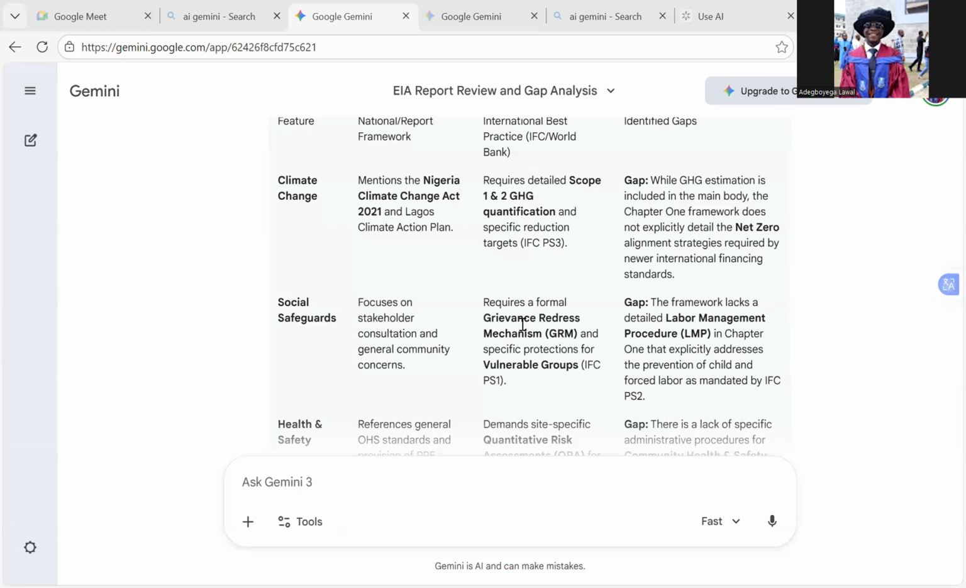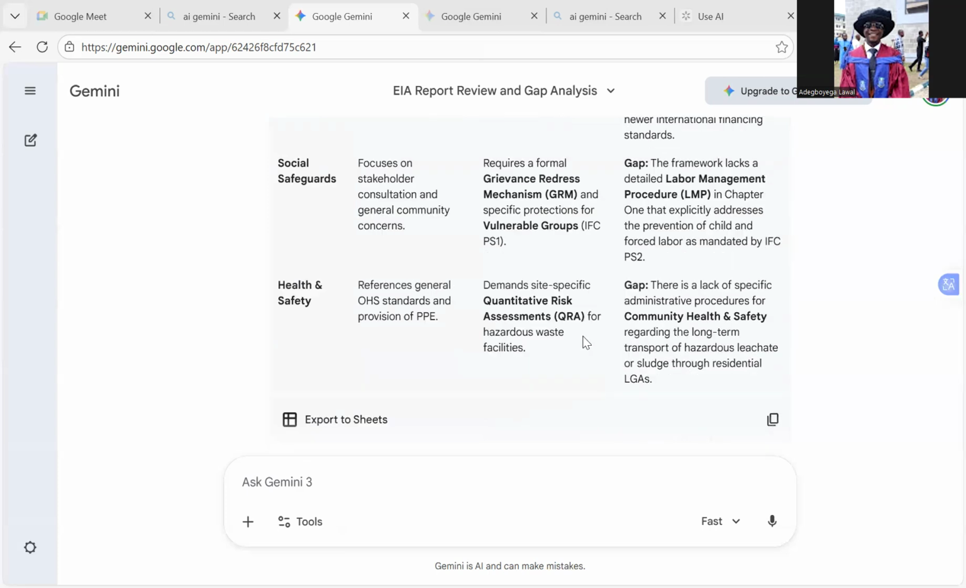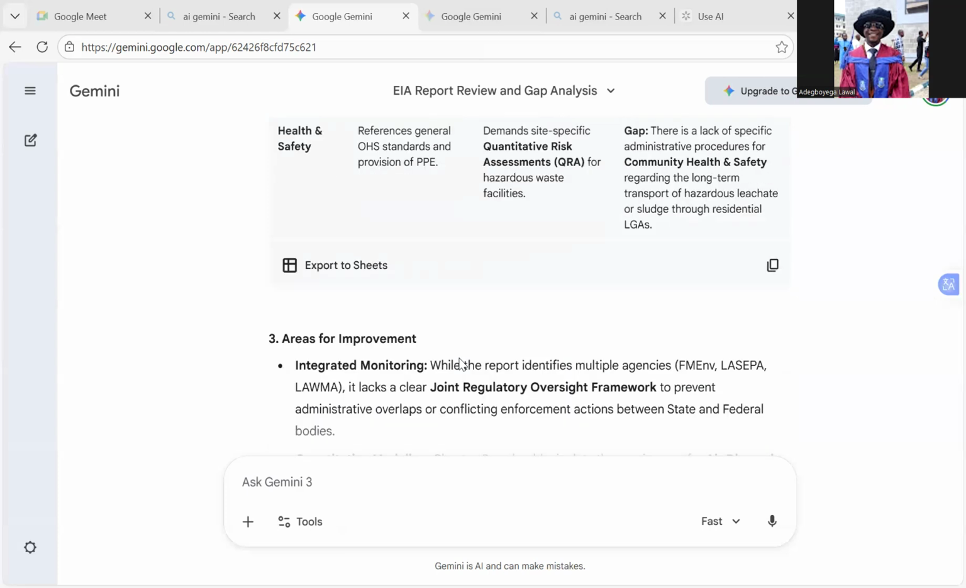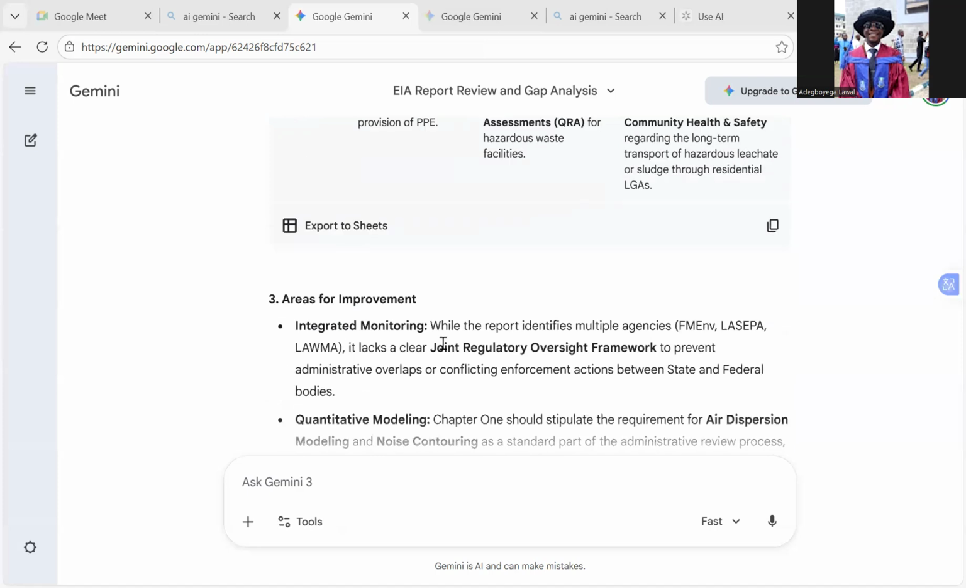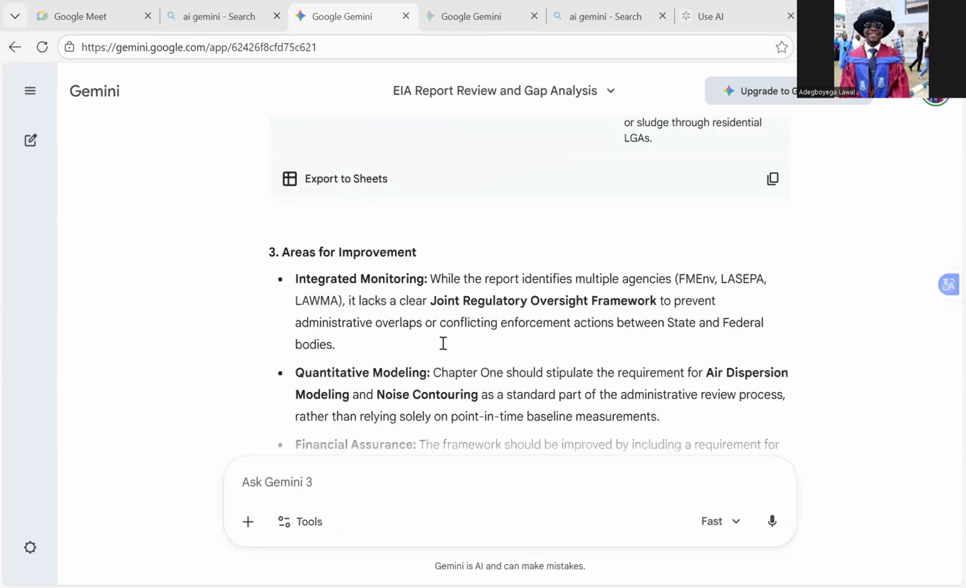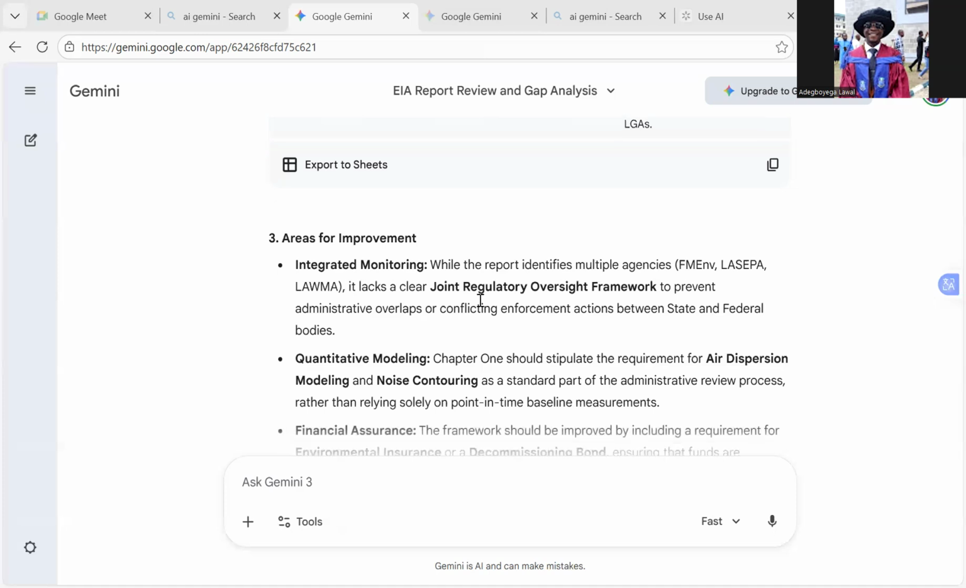So these are areas that the gaps are GRM and vulnerable groups. So same for health and safety, OHS. So these are areas that we need to look out for in those. So areas of improvement, such as integrated monitoring. I think this might just be management-wise for implementing, though in the ESMP, there is a plan for integrated monitoring.